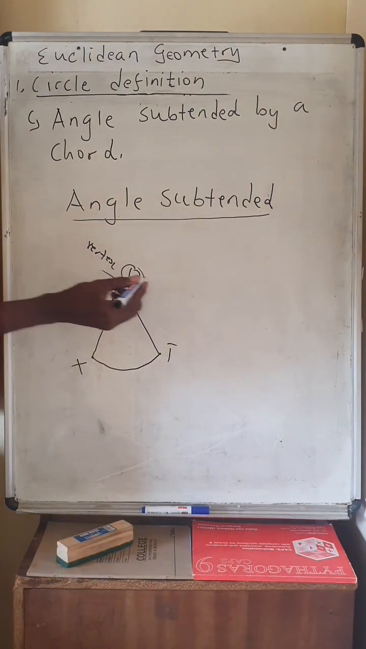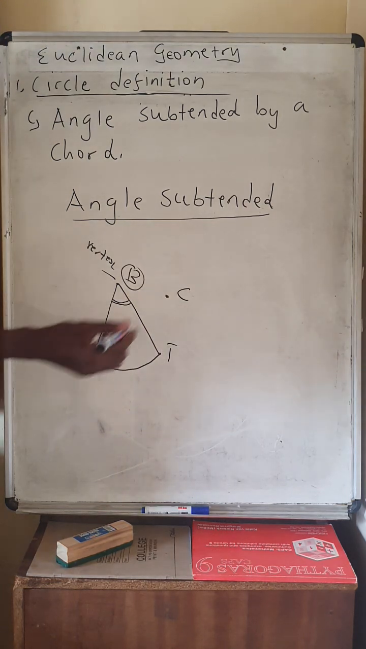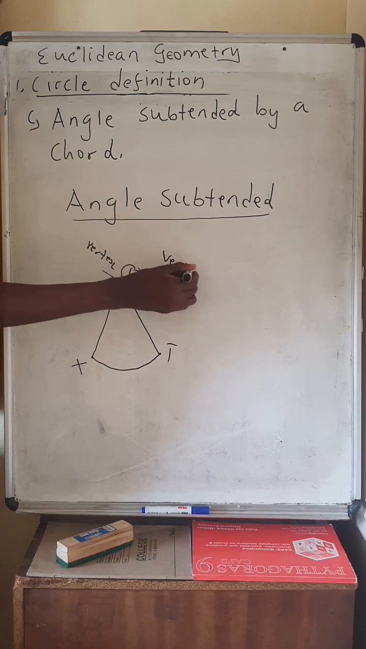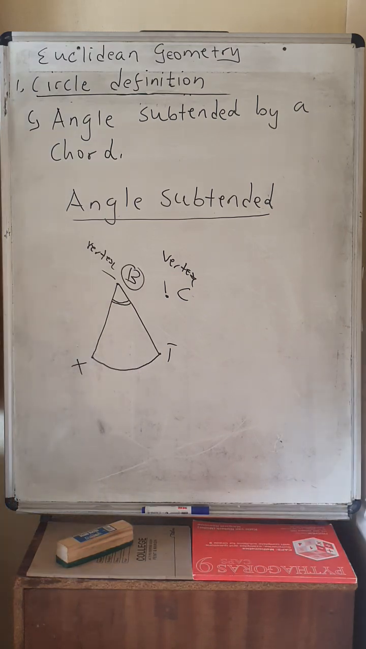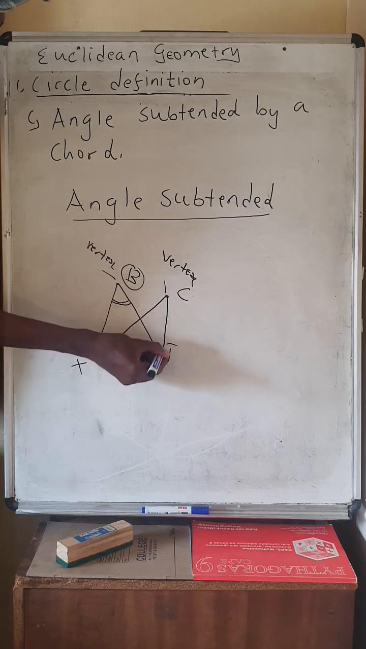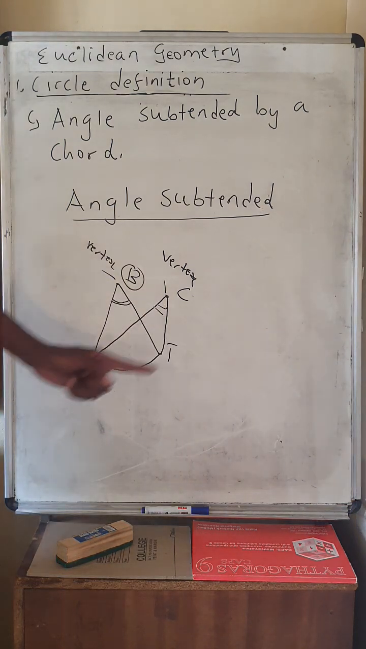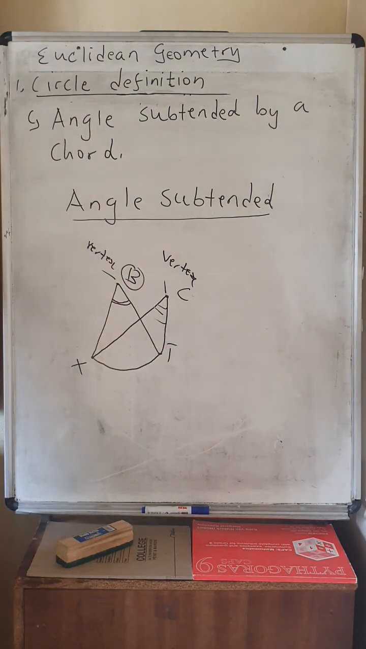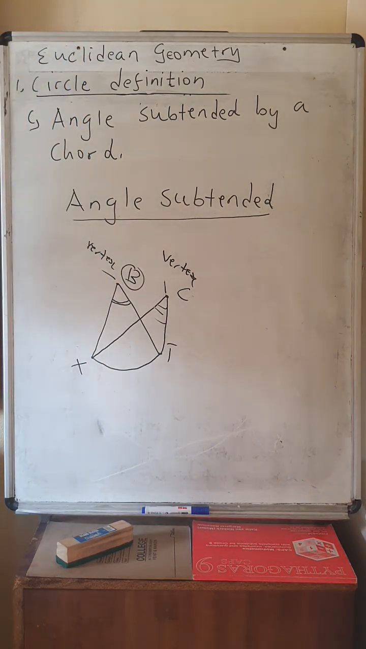I can also have another angle here. Let me say this angle here is C. So if this is the vertex of angle C, and I want angle C to be subtended by XT, the arms of angle C must also touch the end points of this arc. So that's how it works. Therefore, this angle is also subtended by minor arc XT. So that's how an angle can be subtended by an arc.